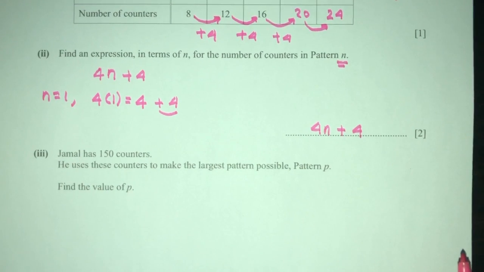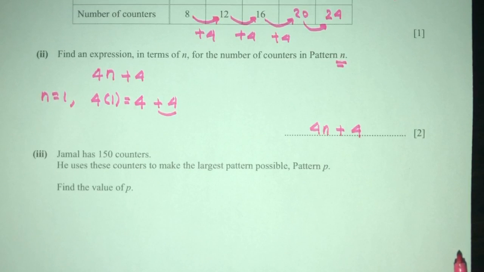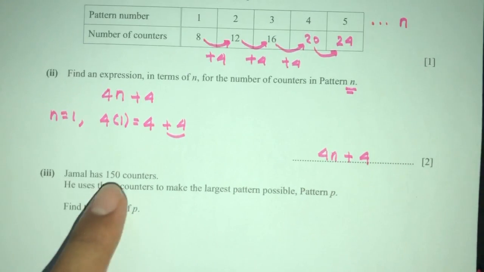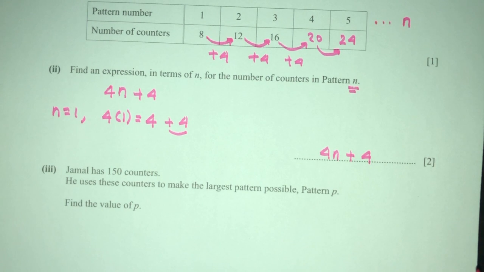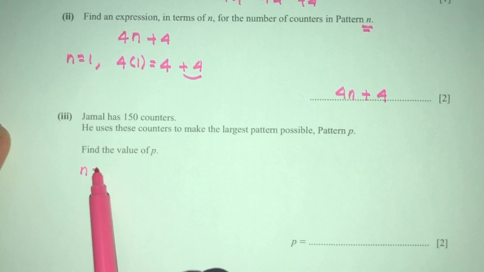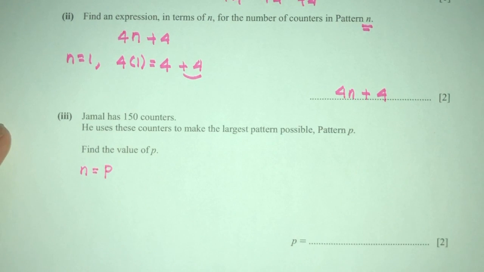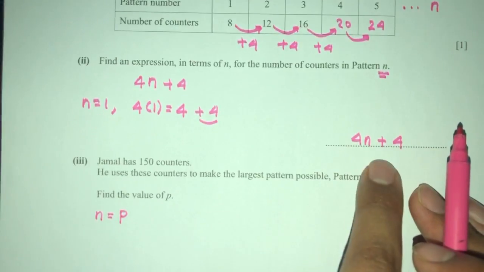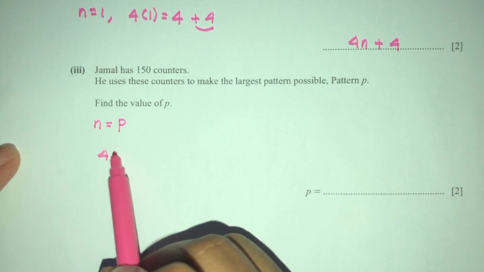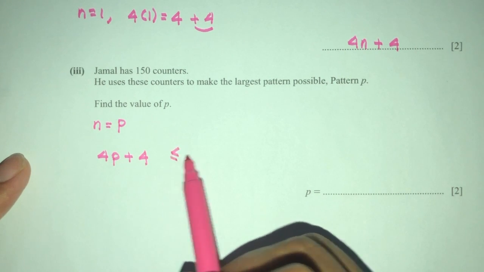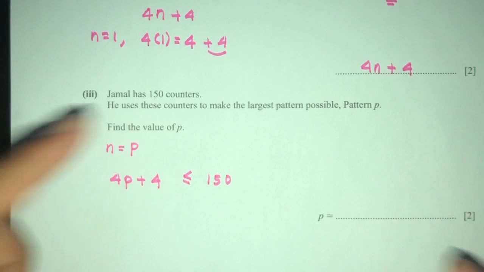Now let's move on to part 3. Jamal has 150 counters. He uses these counters to make the largest pattern possible. Again, we don't know which pattern he's making, but he wants to make the largest one using these 150 counters. Now we have to find the value of p. So pretty easy as well. So when n equals p, he will have the largest pattern possible. But we have to know that the number of counters, which is this expression, so 4p plus 4, because now n is p, right? It has to be less than or equal to 150 because that's the amount that he has.